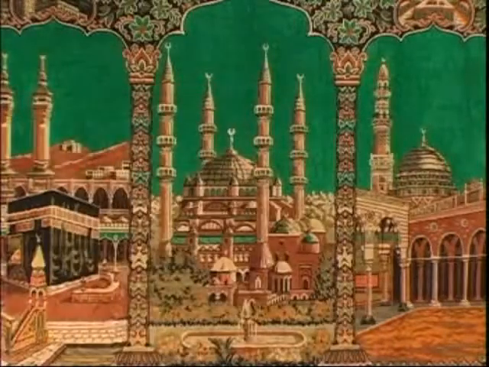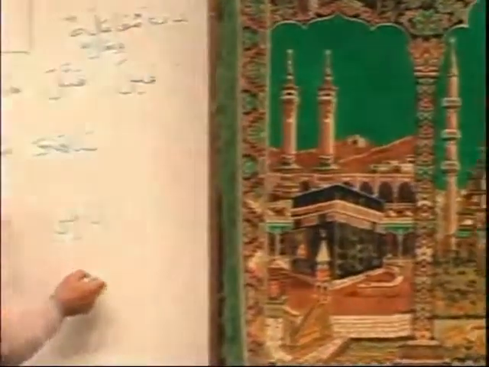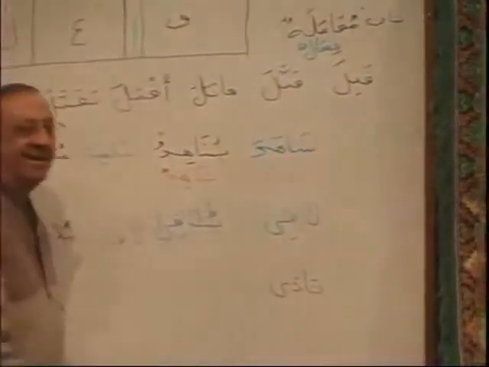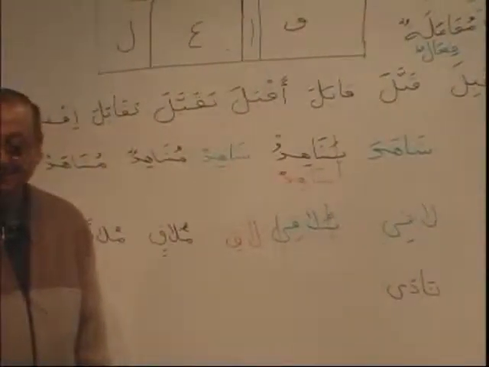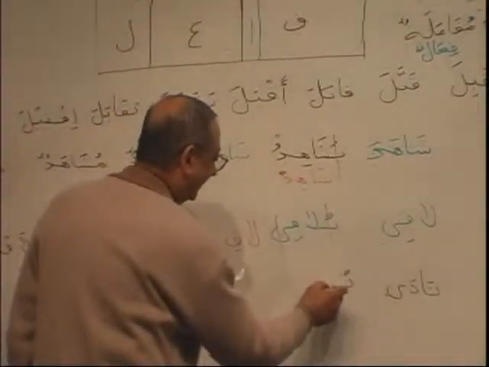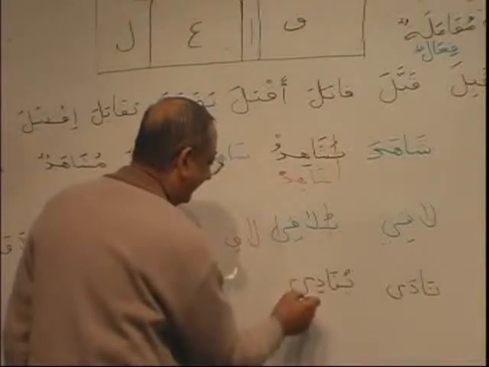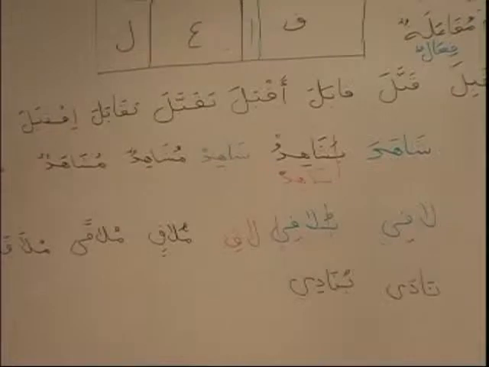Fine. And where is the next one? What a beautiful, beautiful, beautiful. We got to do it fully. Brothers and sisters, we are going to do this fully. Nada. What will be the mudari? Yunadi. Fine, brother. Yunadi. See? Okay. Do it now. Nada. Nadaya.